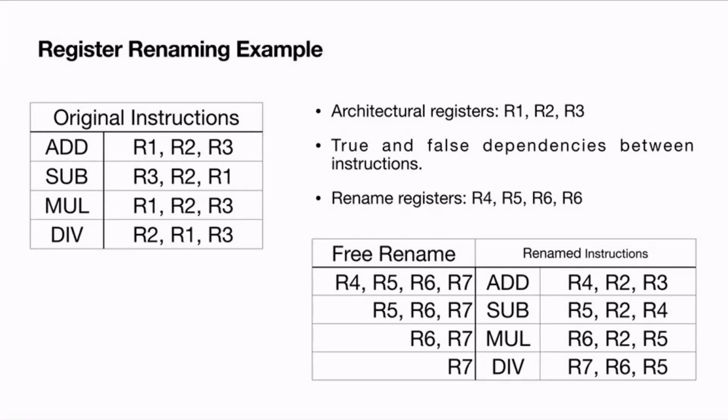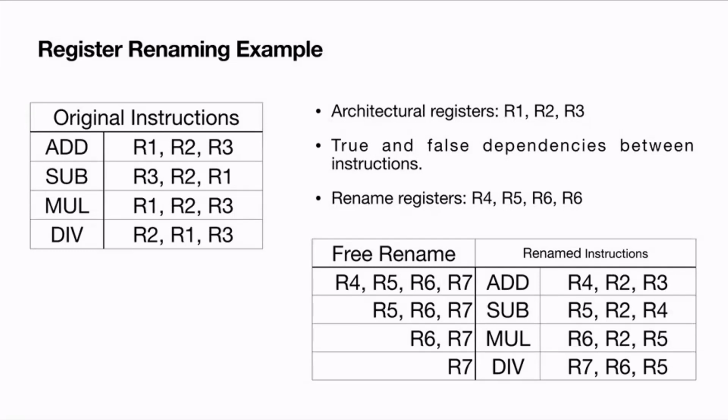Now div, the last instruction, R2 is now renamed with R7, and R1 is one of the source operands for div. But R1 is recently updated with R6 by mul, so I'll be taking that recently updated one. So R6 came in R1's place in the div. And R3 is already renamed with R5.